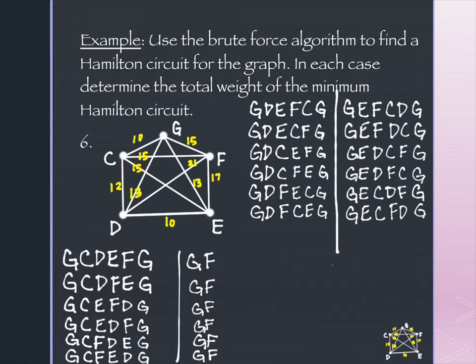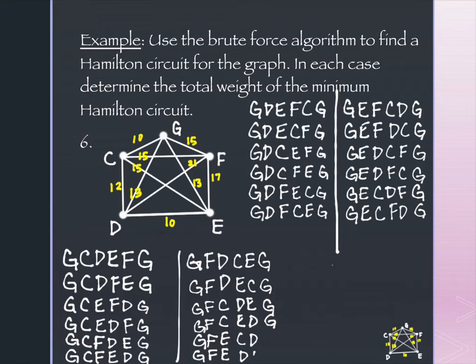Okay, after the G and the F, what could I do? D or C or E. So if I do G, F, D, now what? C, E or EC and back to G. How about GFC? DE or ED and back to G. And how about GFE? CD or DC, like the comics, back to G. Okay. All right. Do I have 24 of them?